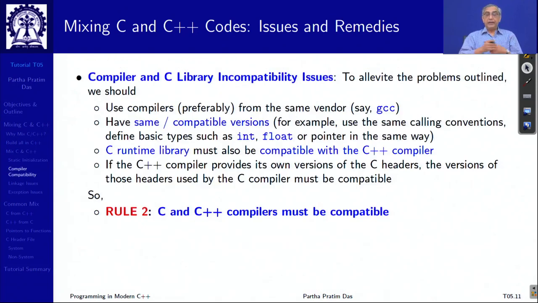Then there are compiler and C library compatibility issues. So, preferably use a library from the same vendor, like GCC, and use the same or compatible versions. It is preferable if you use the same version, so that you do not have issues of mismatch of data type size and so on. The runtime library of C must also be compatible with the C++ compiler. So, if you take from the same vendor and the same version compiler, you will not have a problem. If you are mixing, then you have to make sure that rule number 2 is satisfied, that is, C and C++ compilers must be compatible.